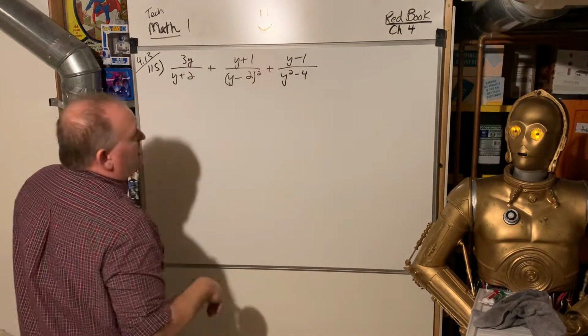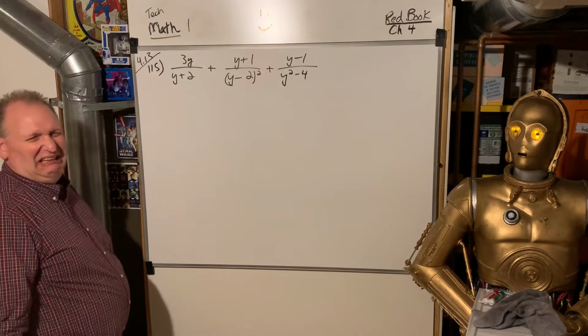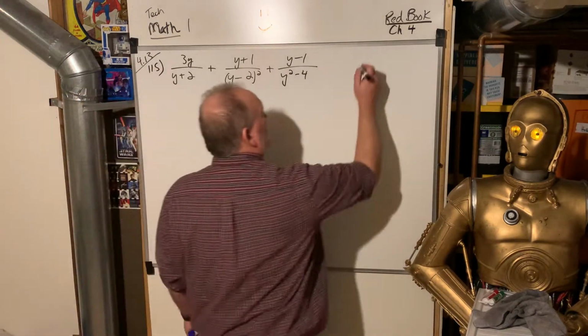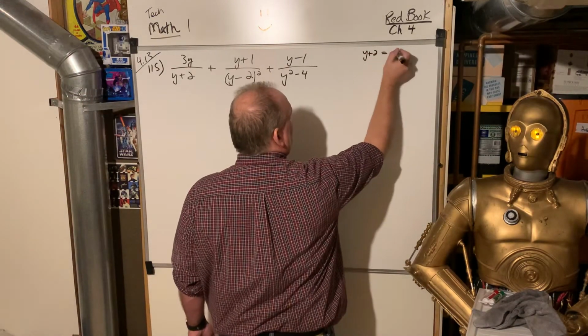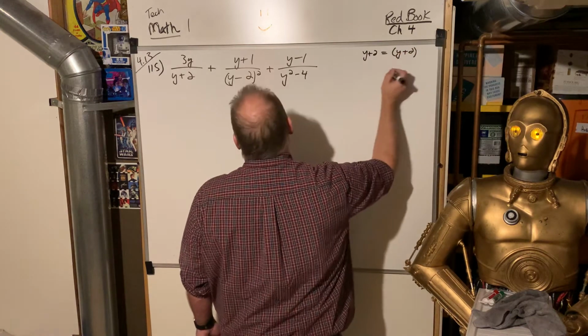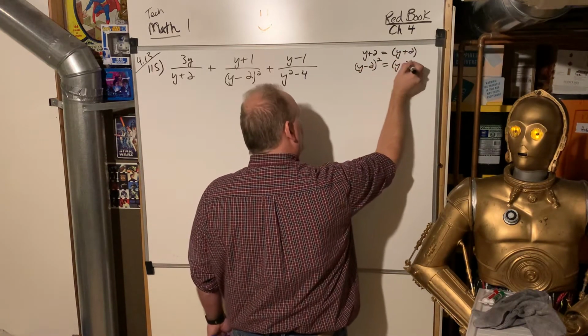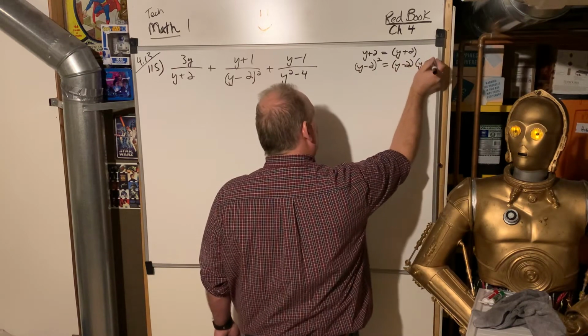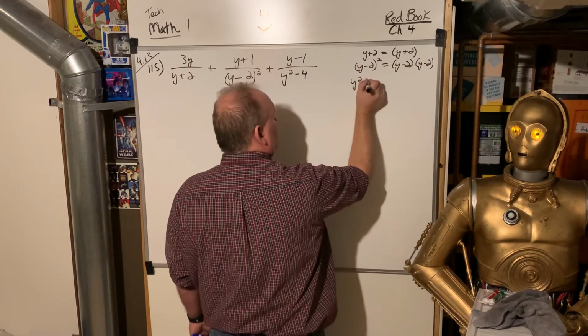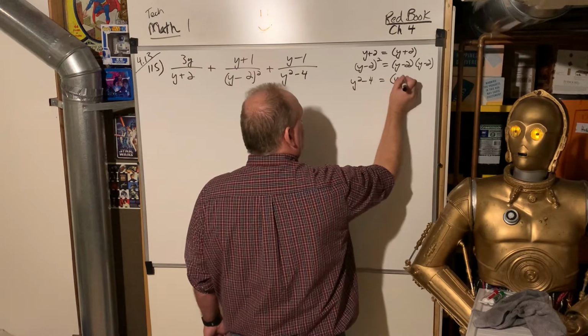Okay, so we have to find the LCD. Ugh. So look, y plus 2, that's already kind of factored. We'll put it as a parenthesis, y plus 2. Y minus 2 quantity squared, that's already factored. That's y minus 2, y minus 2. Y squared minus 4, we have to factor it into y plus 2, y minus 2.